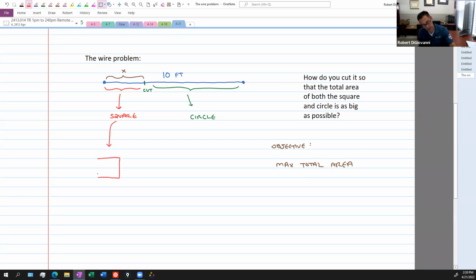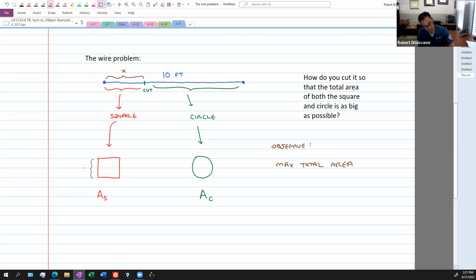I bent the metal, I made the square. Over here, I bent the metal and I made a circle. So what is the area of the square? I'll do AS for area of square. And then over here, what's the area of the circle? So can anyone tell me the area of the square? You need to know the length of the sides, don't you? So what are the lengths of the sides?